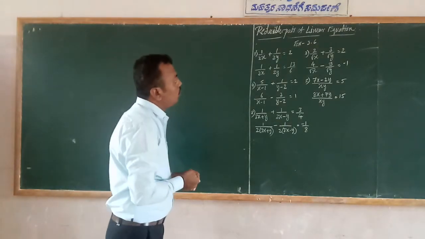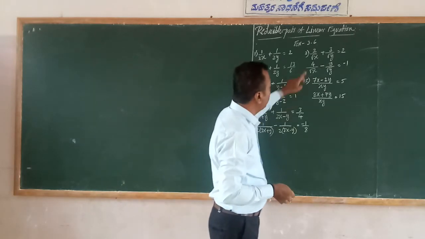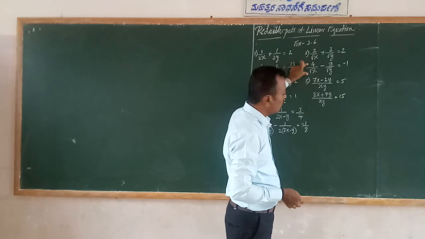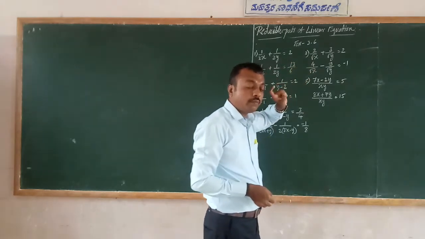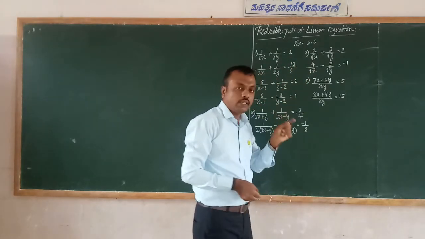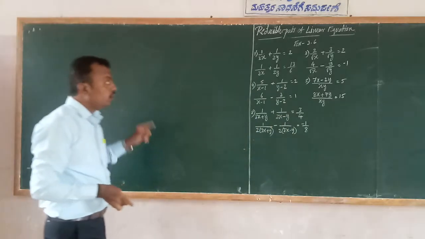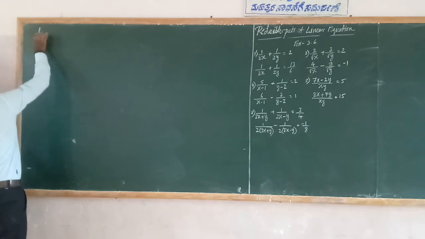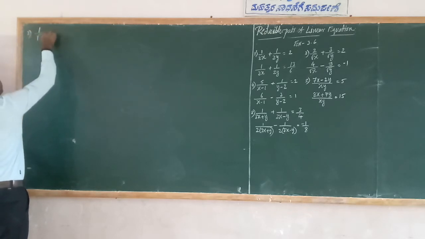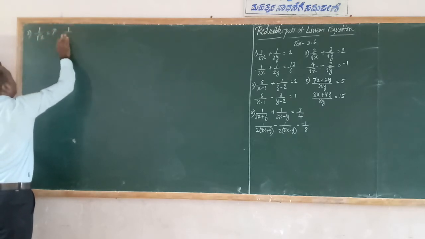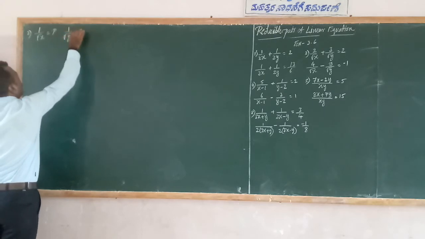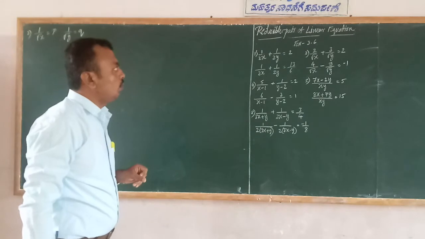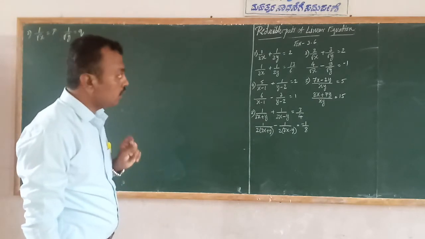2 upon root x plus 3 upon root y, 4 upon root x minus 9 upon root y. 1 by root x, 1 by root x. Is it right? So we can take 1 by root x as p, and 1 by root y we can take as q. So 1 upon root x is equal to p, and 1 upon root y is equal to q. Okay.